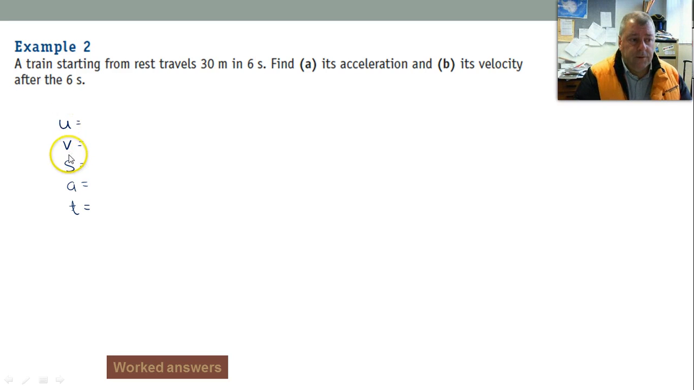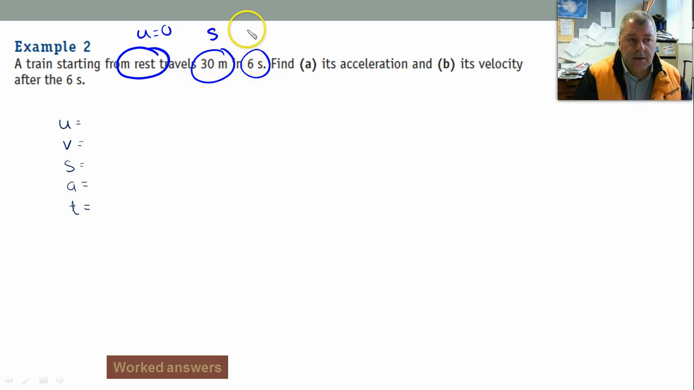We're looking for u, v, s, a, and t. And this is why I like to write that there. Okay, and so we're looking for that. So we've got starts from rest. Now that's a tricky way of just saying u equals 0. Travels 30 meters, so that's our s. In 6 seconds, so that's our t. We're going to find a, that's our question, and we're going to find our final velocity, that's our question as well. So we've got our magic 3 things, haven't we?